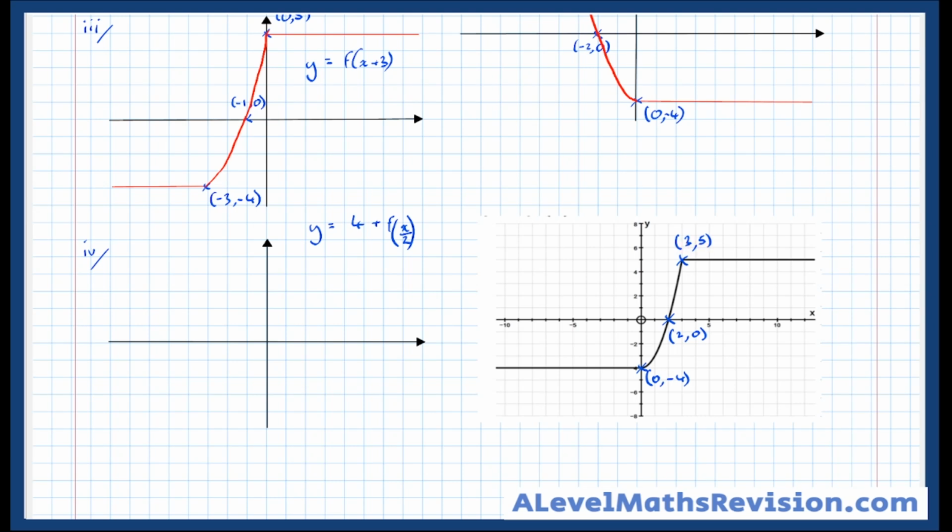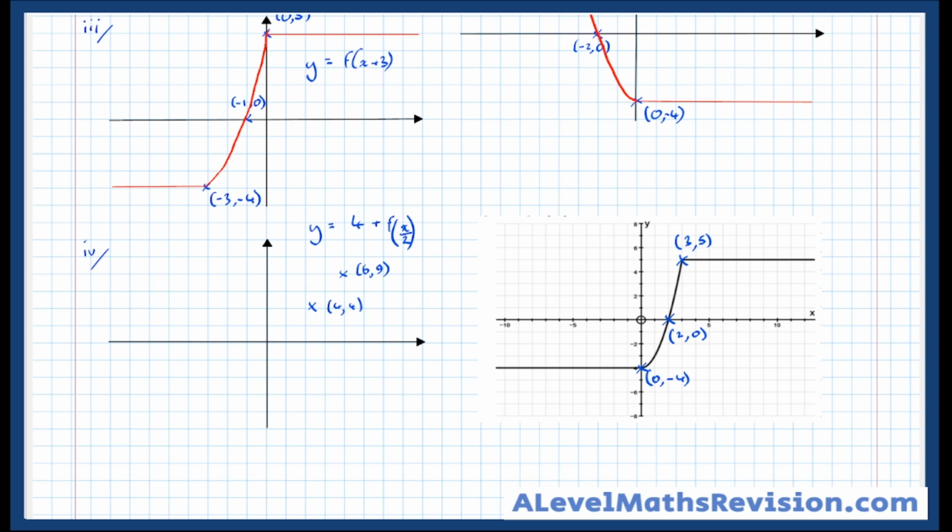So 3, 5 becomes, well, if we add 4 to the y value, we get 9. And if we double the x value, we get 6. So 6, 9 will make that. So we'll put that there. We'll call that 6, 9. 2, 0. Well, we add 4 to the y value, which makes the new y value 4. And we double the x value, which makes 4, 4. So roughly speaking, 4, 4, we can say probably about here. So let's label that point 4, 4. Again, it's not exactly to scale, but as long as the key points are on there, it's okay.